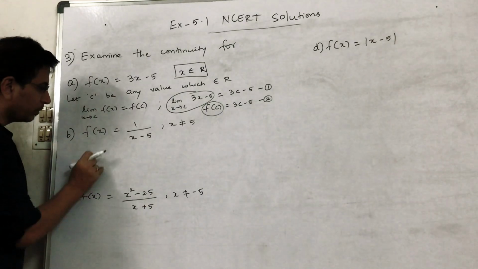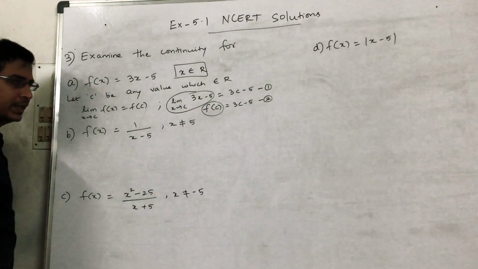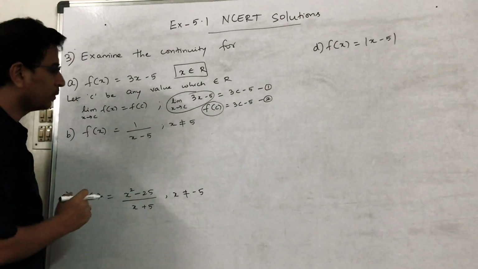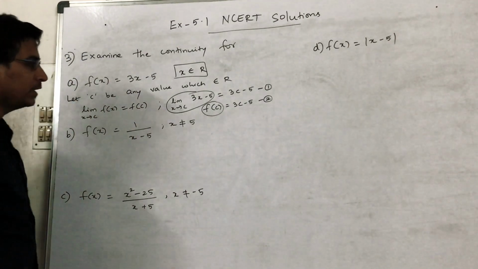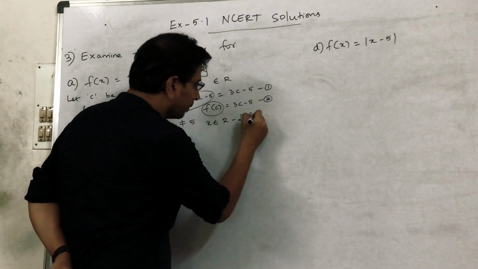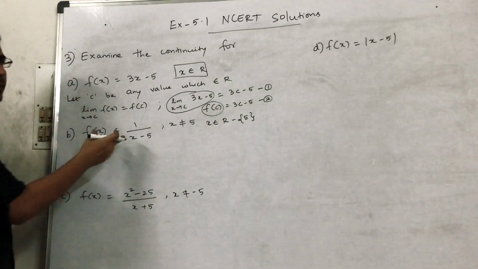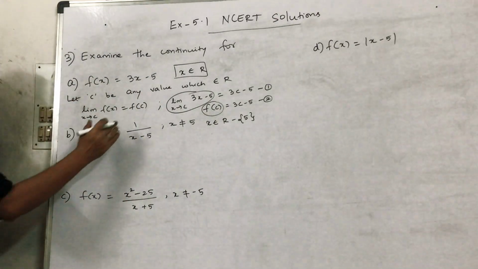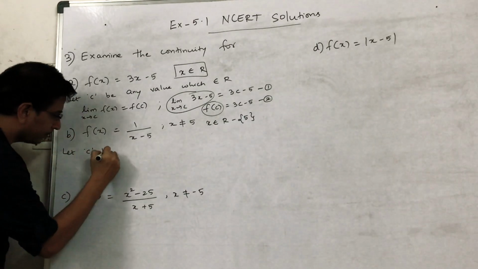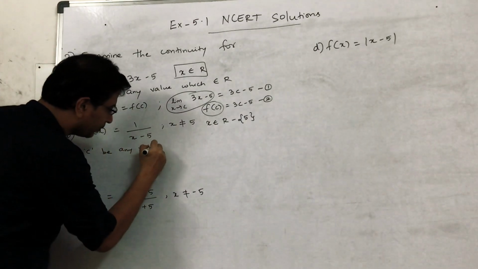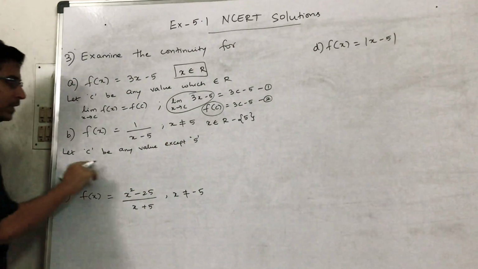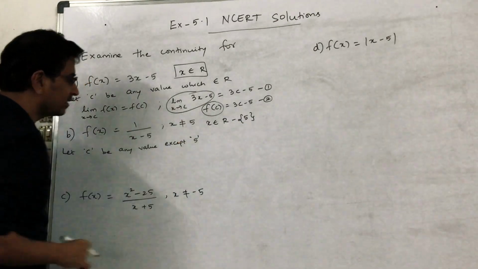Similarly, if you look at the next problem, f of x is equal to 1 divided by x minus 5. So this is a rational function, right? A polynomial divided by another polynomial. Here if you look at the domain, x is any real number except 5, because when you substitute 5, the denominator becomes 0. So that is how the domain is defined. Now let c be any value except 5, because c cannot be 5 as it does not exist in the domain.